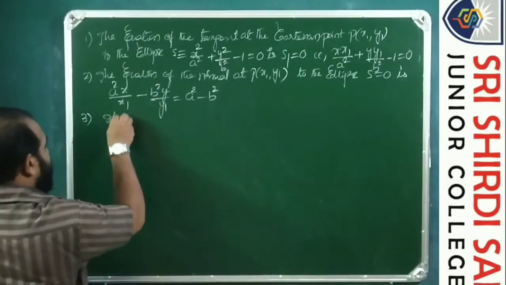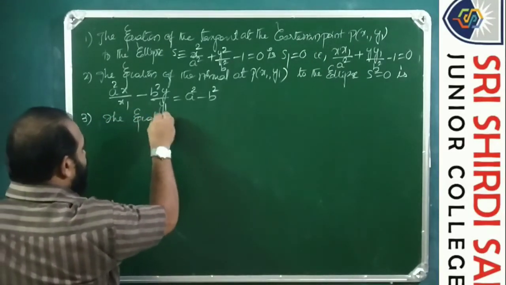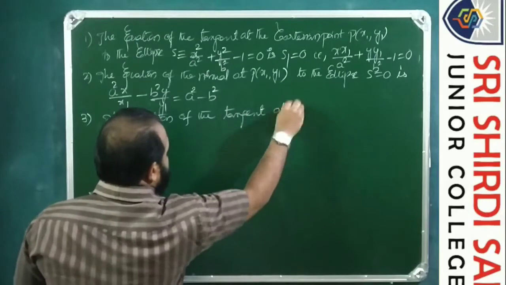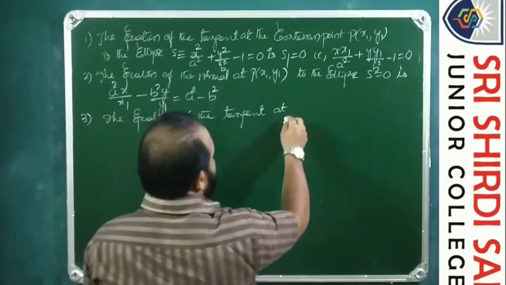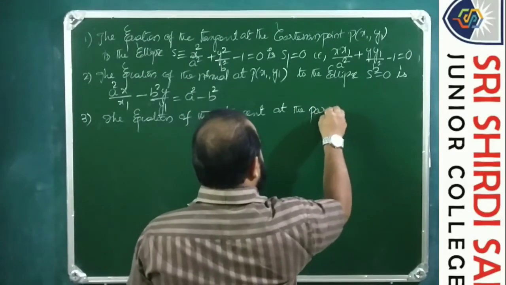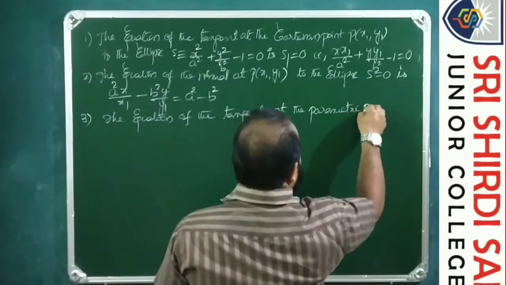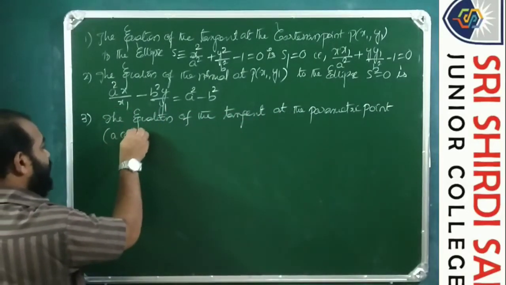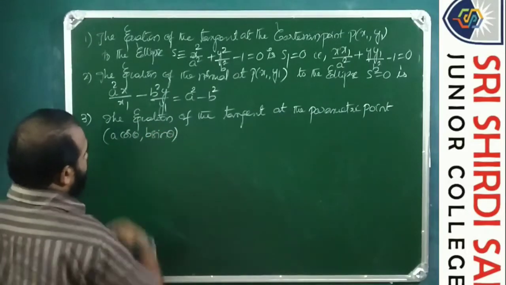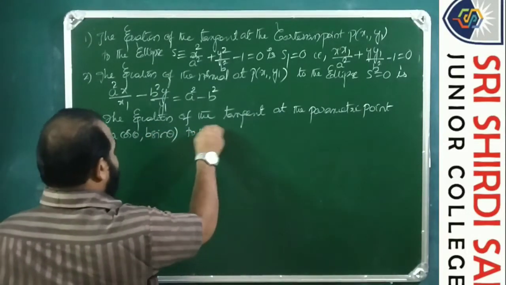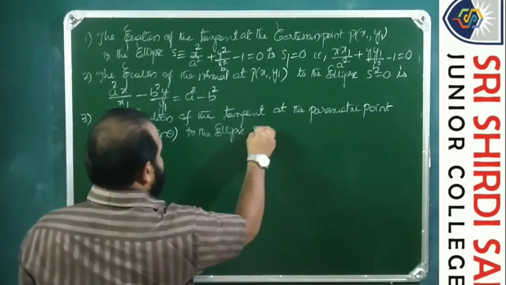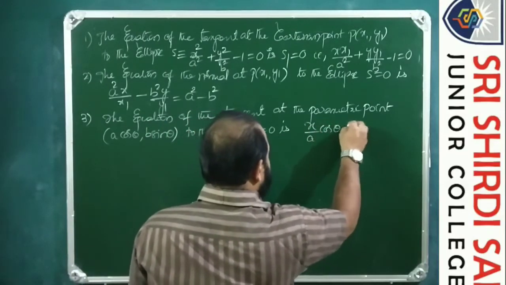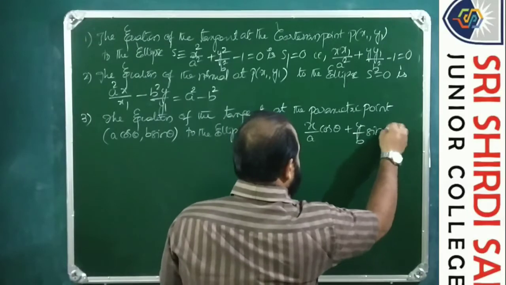Now the equation of the tangent at the parametric point. What is the parametric point of the ellipse? It is (a cos theta, b sin theta). The tangent to the ellipse S equals 0 is x by a cos theta plus y by b sin theta equals 1.